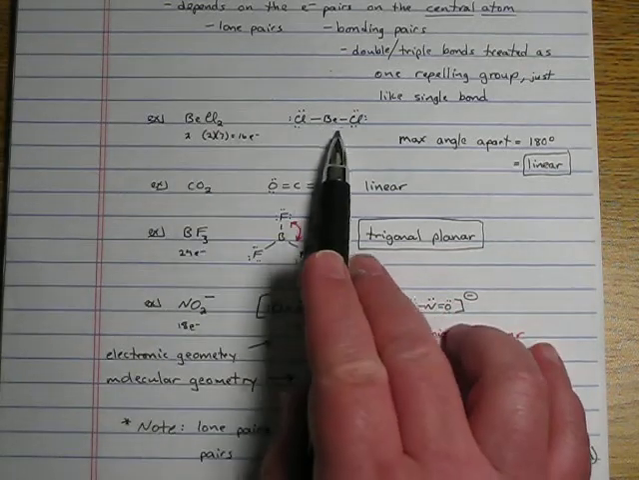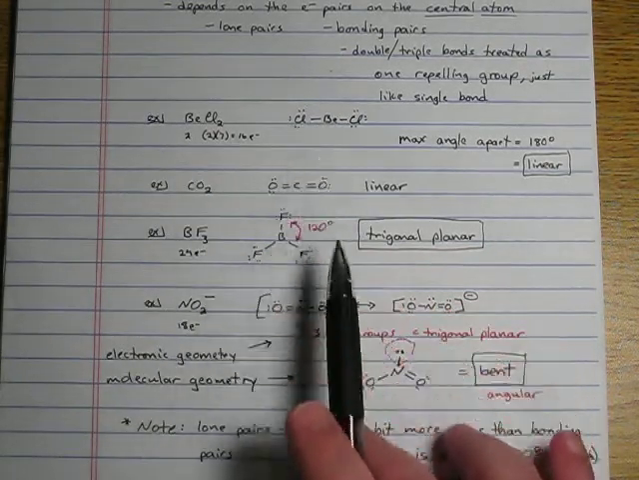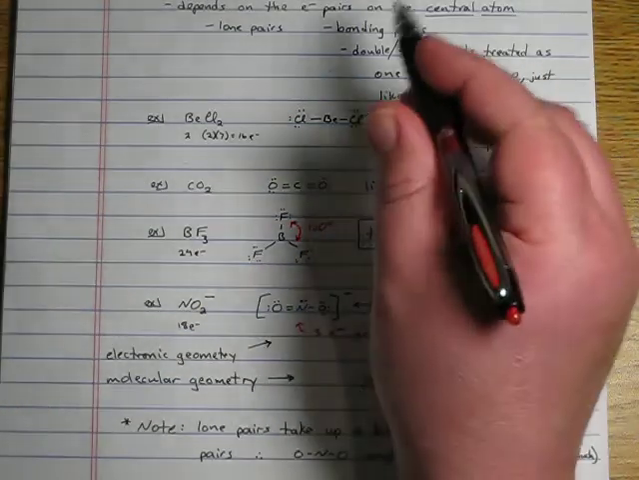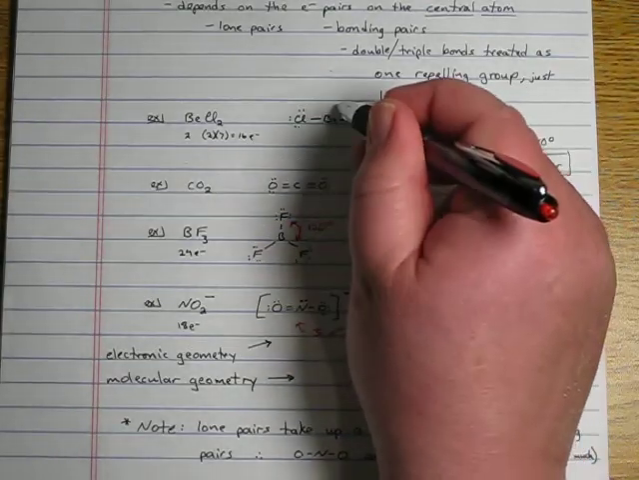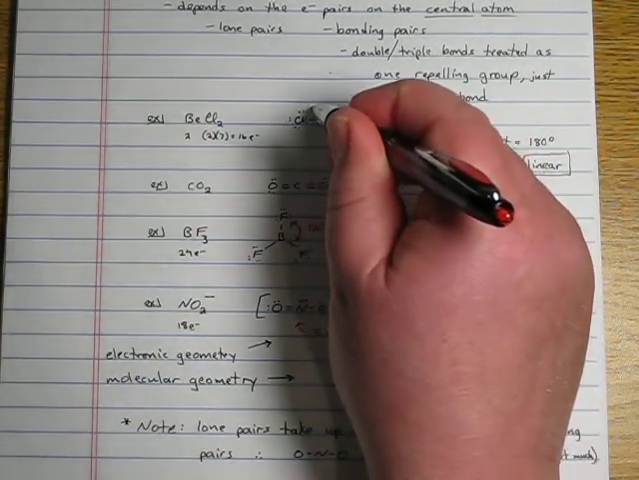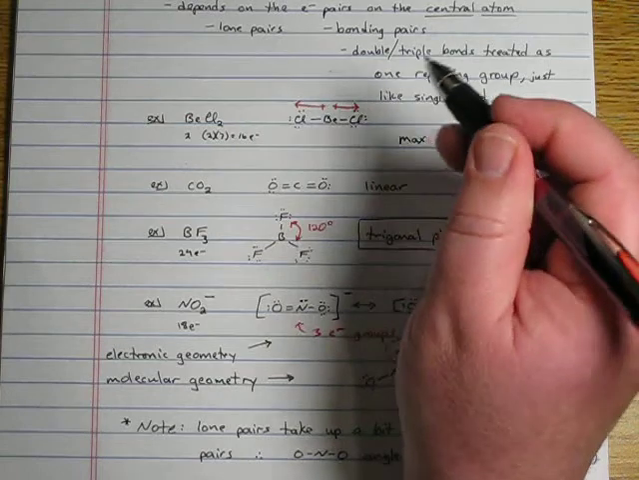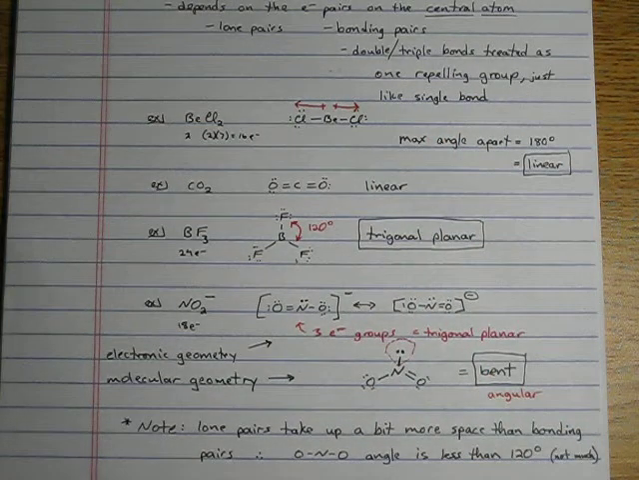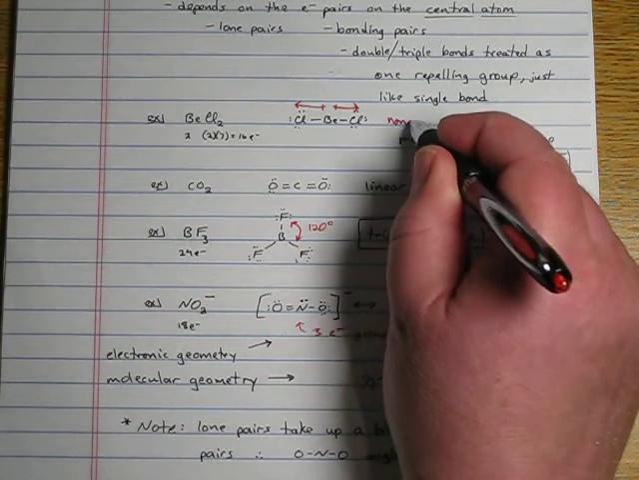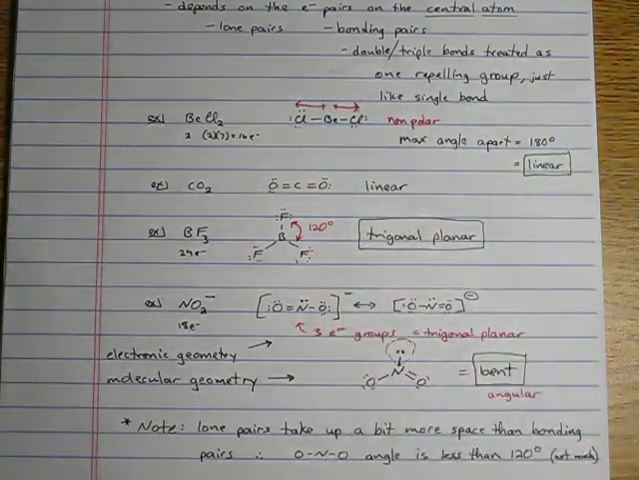BeCl2. Well, note, it's 180 degrees. What is more electronegative, chlorine or Be, beryllium? Well, we know chlorine's more electronegative, so we know this bond is polar, and we draw the dipole moment like that. The beryllium-chlorine bond is polar. Note how those two arrows are in opposite directions. That means they cancel each other out. Arrows in opposite directions cancel each other out. So this molecule is non-polar. They cancel each other out.